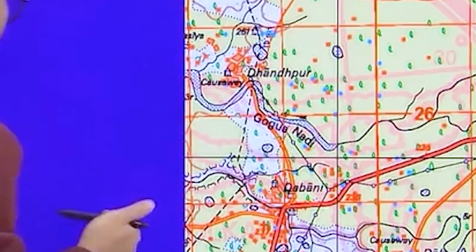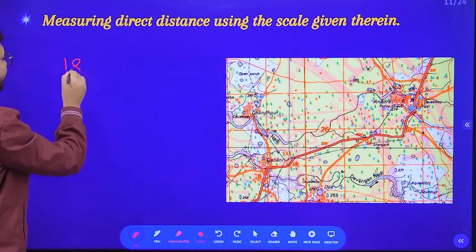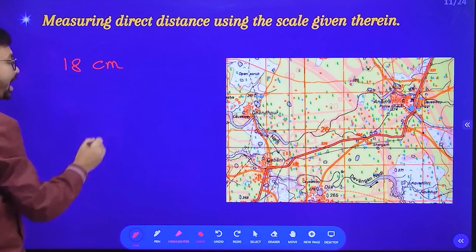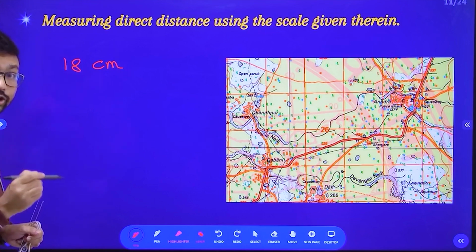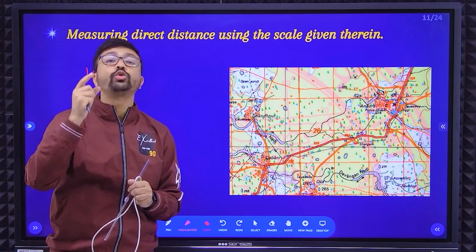Suppose you get an 18 centimeter distance. It will be 18 centimeters on the map. So what will be the actual distance? The actual distance will be half of it. Why? Because the scale is 2 centimeters to 1 kilometer.